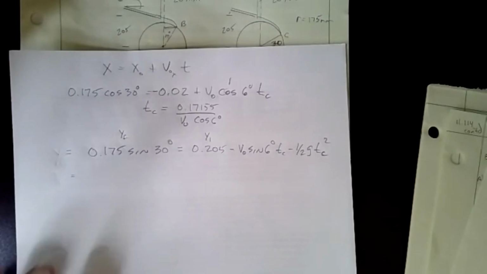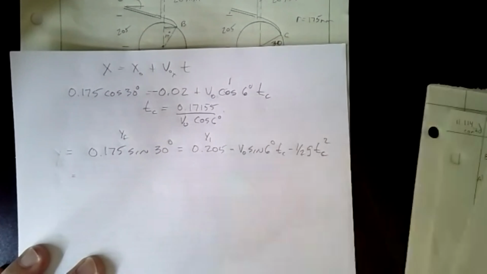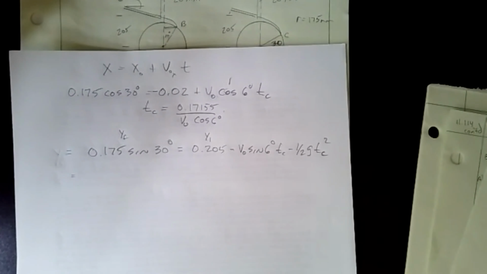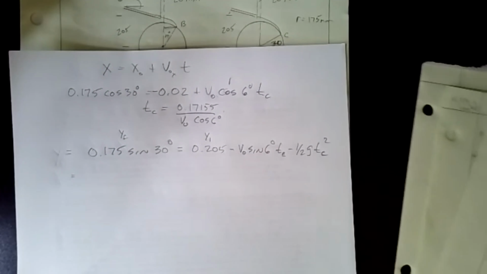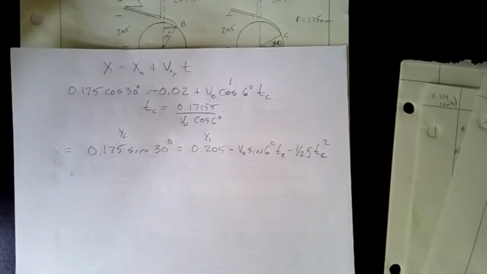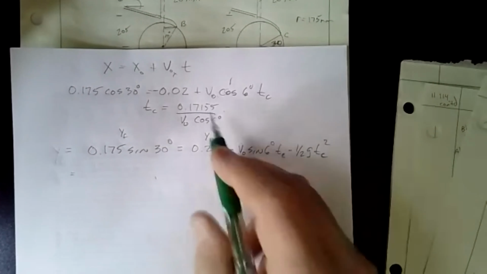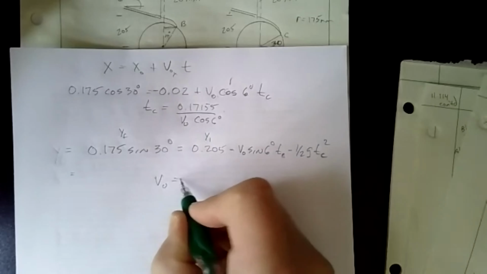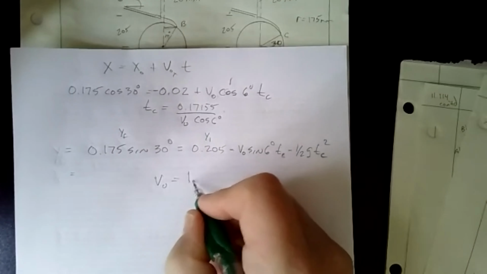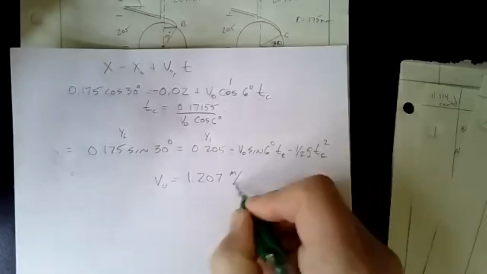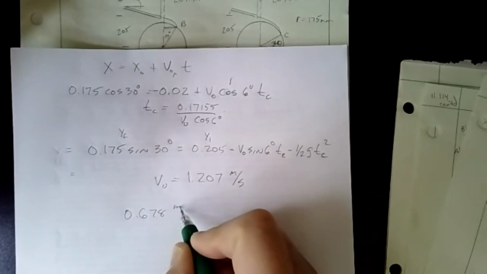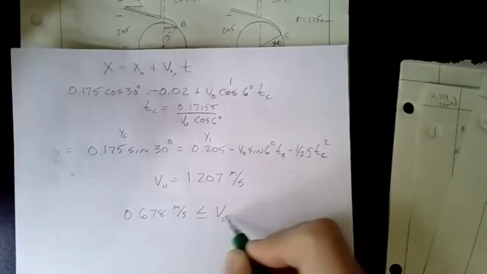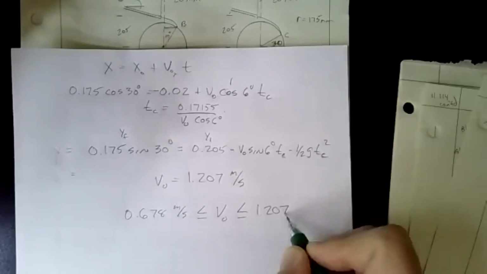We do the same thing. We substitute this into that, and then we can solve. I know you guys can do that, and it's actually good practice, so substitute that in and practice your algebra. Once you solve for V naught, you should get V naught equal to 1.207 meters per second. So essentially the range is 0.678 meters per second less than or equal to V naught, less than or equal to 1.207 meters per second.